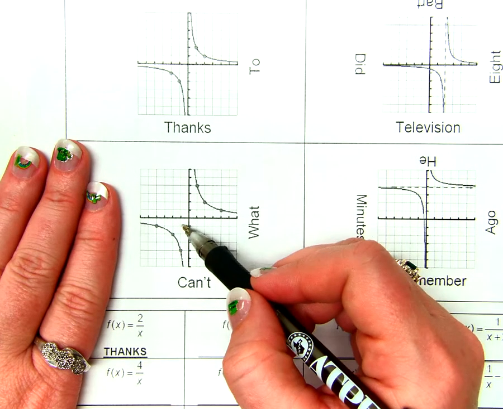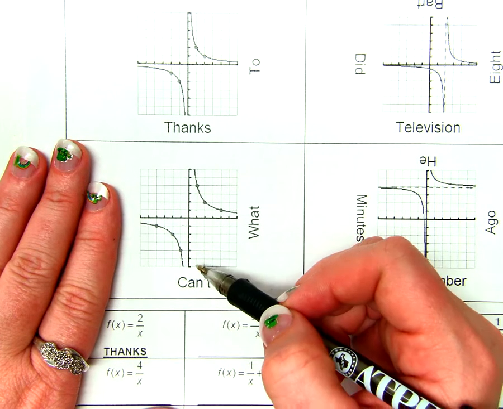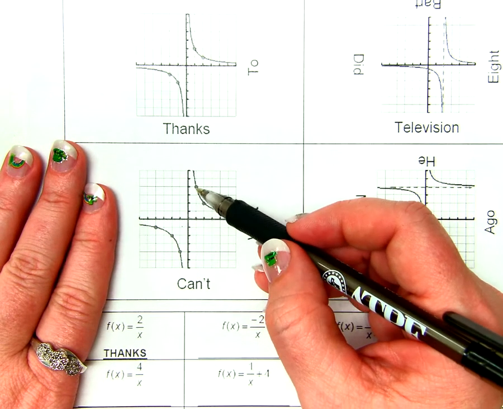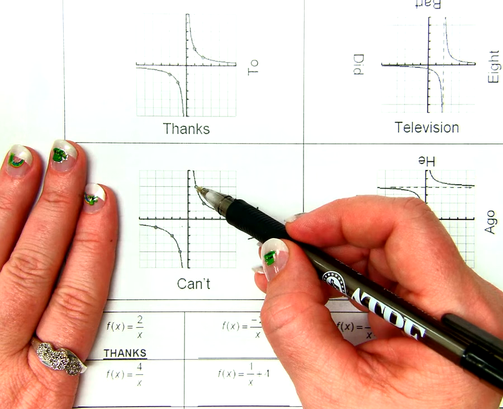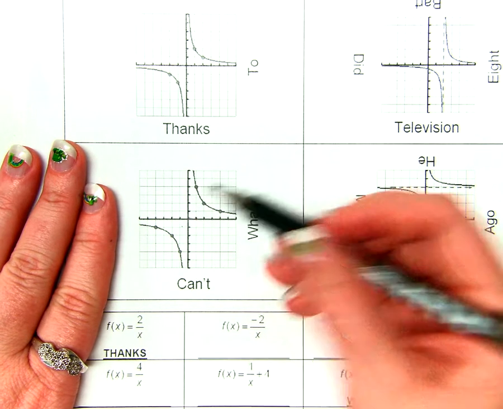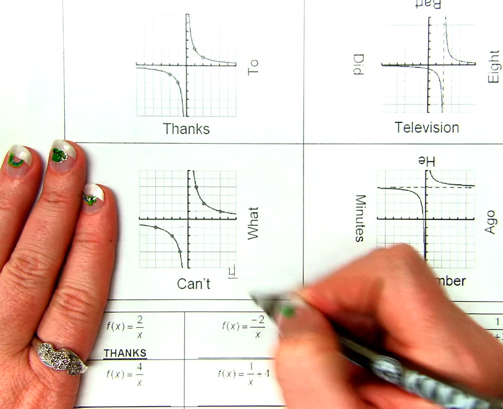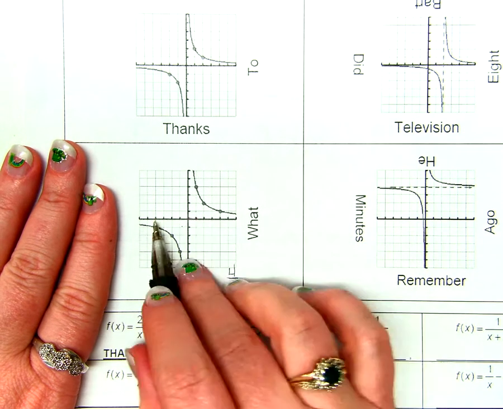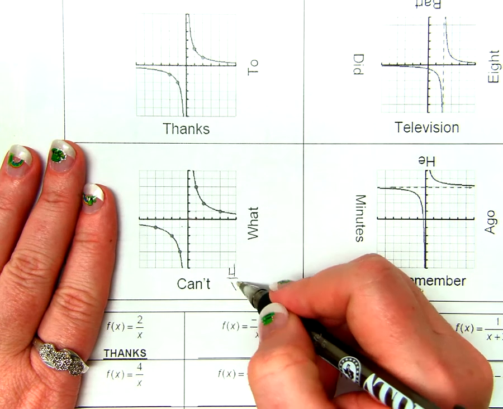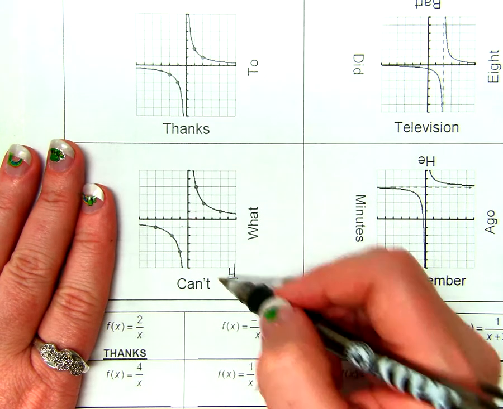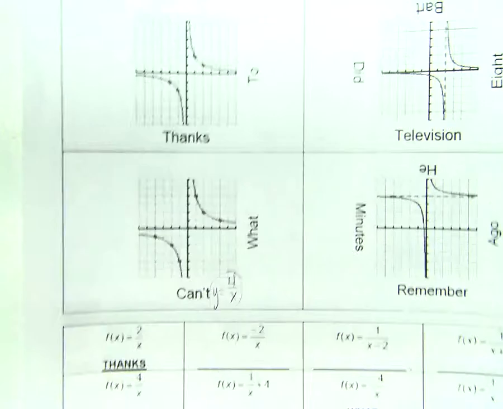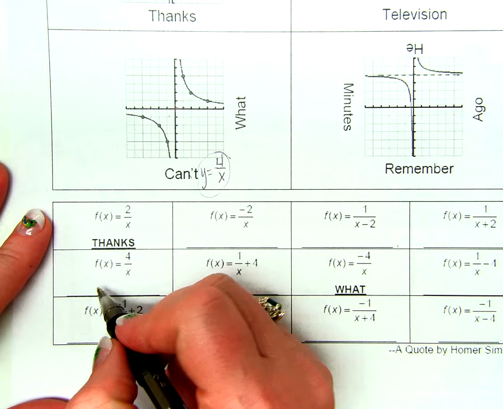So if we're talking about the can't graph, does this have a multiplier? Yes, it does. How are we going to figure out the multiplier? If I go over 1, how many do I go up? Over 1, up 4. Guess what my multiplier is? 4. Is there a horizontal shift? No. Is there a vertical shift? No. That's the equation for can't. Let me go find it down here. Oh, look, there it is.